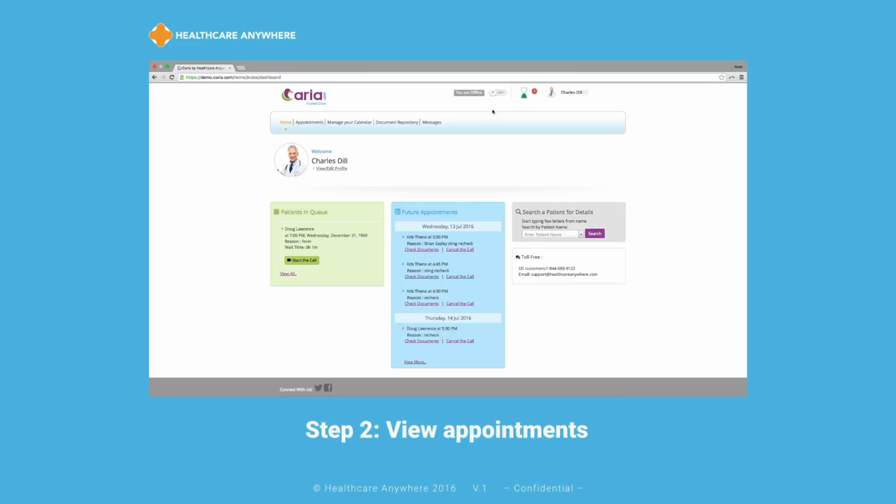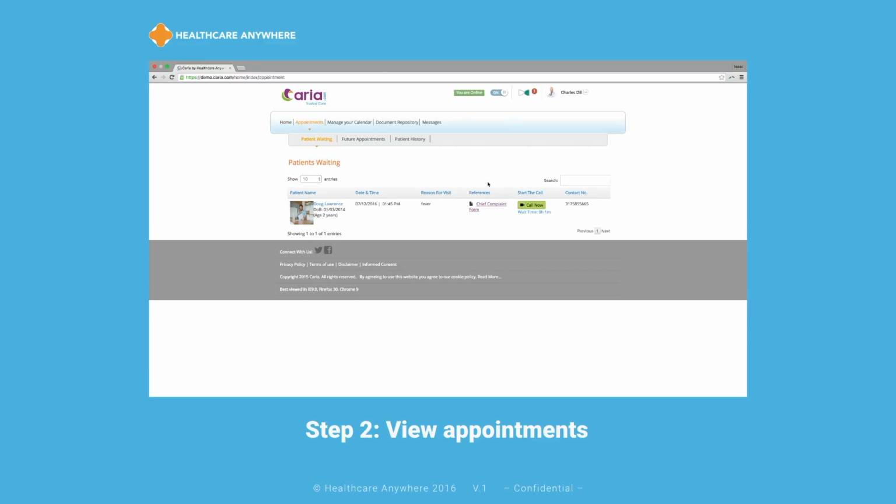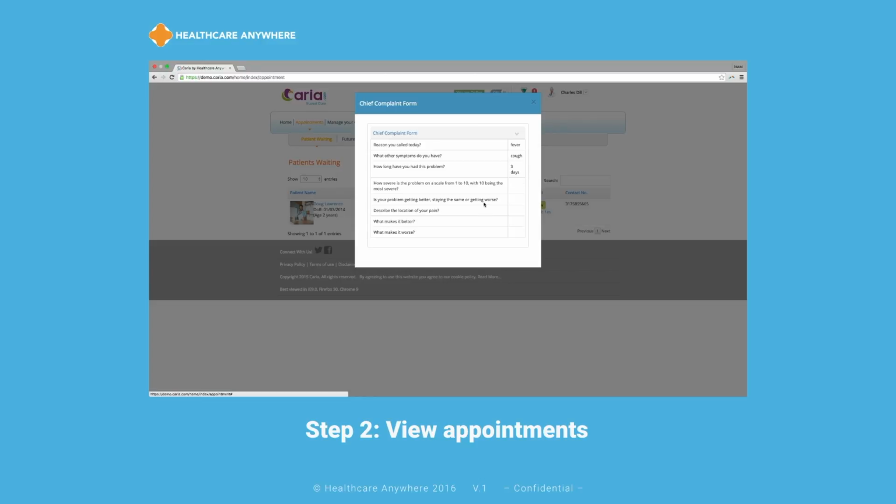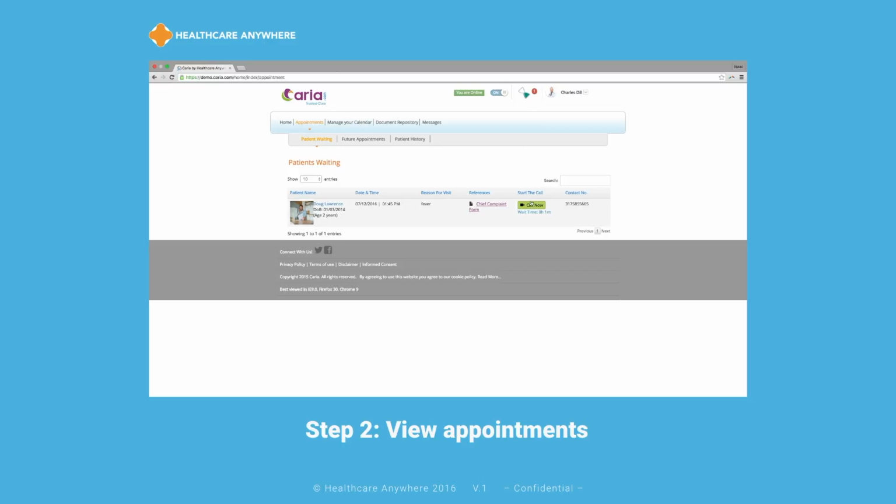Once the physician has logged in, the physician will make themselves online so they can be seen by patients, so that they can be scheduled for instant visits. Once they've done that, they'll be able to see future visits. They'll also be able to see patients waiting and be able to look at the chief complaint form of the upcoming patient so they can know why that patient is coming in to be seen today.